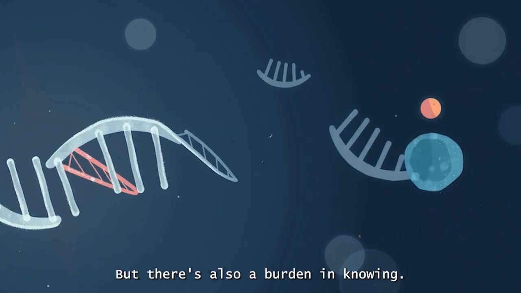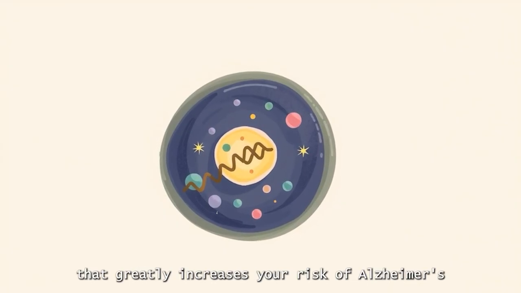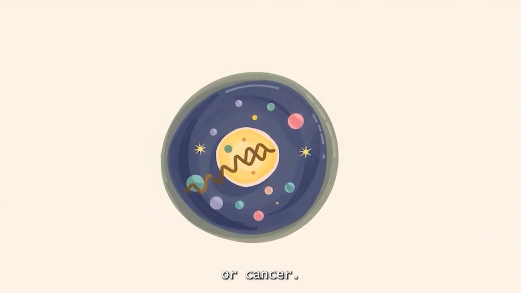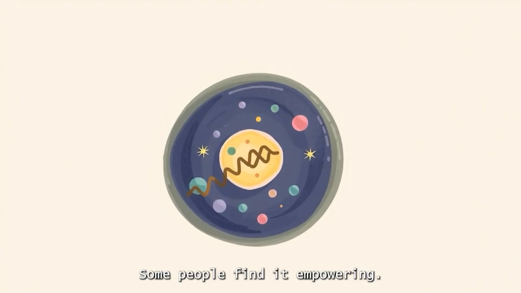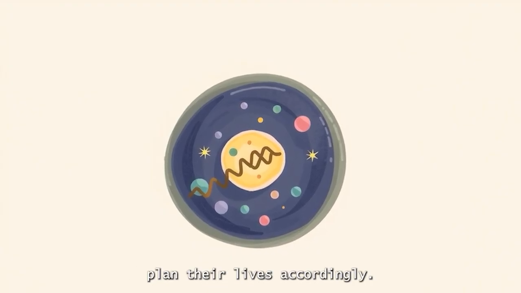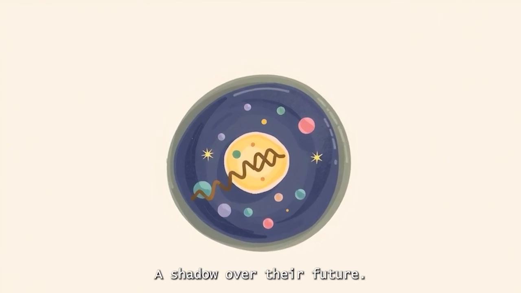Level 97, the burden of genetic knowledge. But there's also a burden in knowing. If you learn that you carry a gene that greatly increases your risk of Alzheimer's or cancer, how do you live with that knowledge? Some people find it empowering. They can take preventive measures, plan their lives accordingly. Others find it devastating, a shadow over their future.